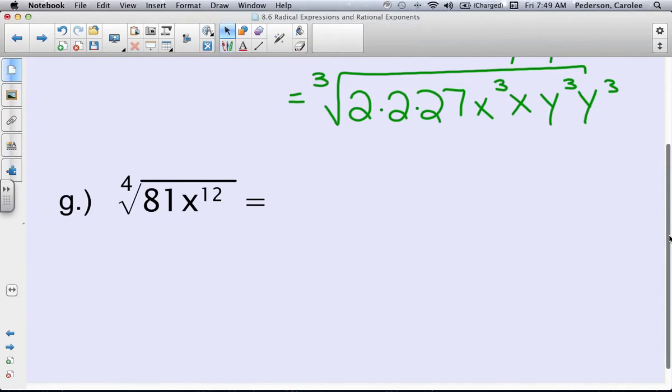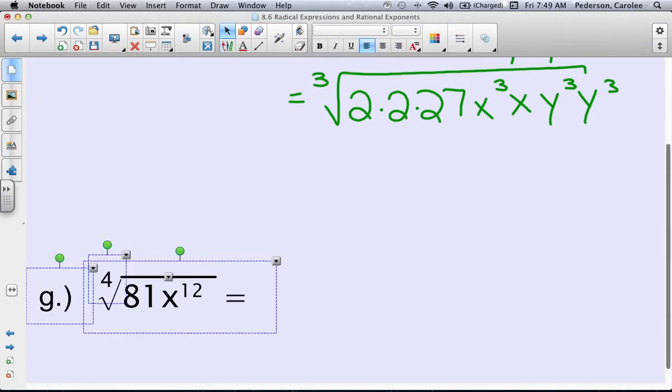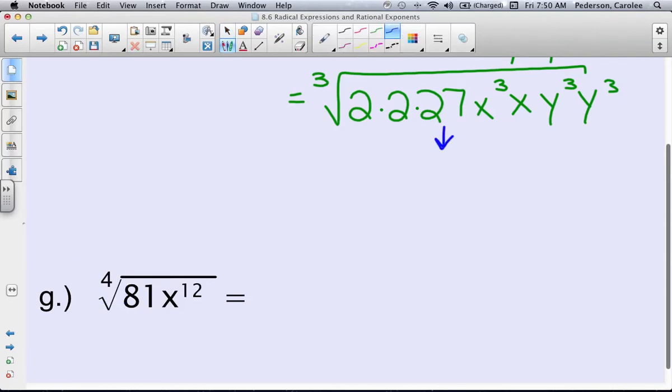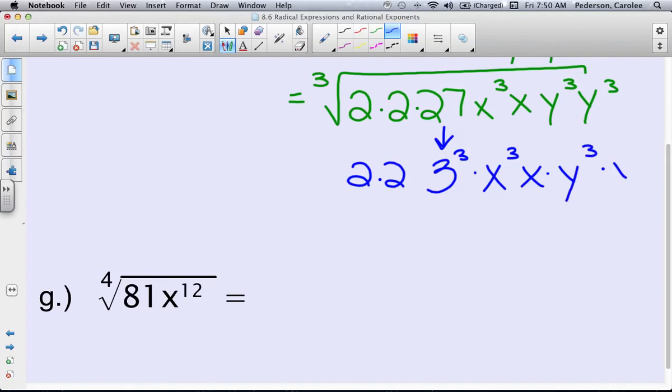Now let's see if we can go farther with that 27. 27 can be rewritten as 9 and 3. Or 3 times 3 times 3. Now I have 3 cubed. And then I have 2 times 2. And then I have x cubed, x, y cubed, y cubed.